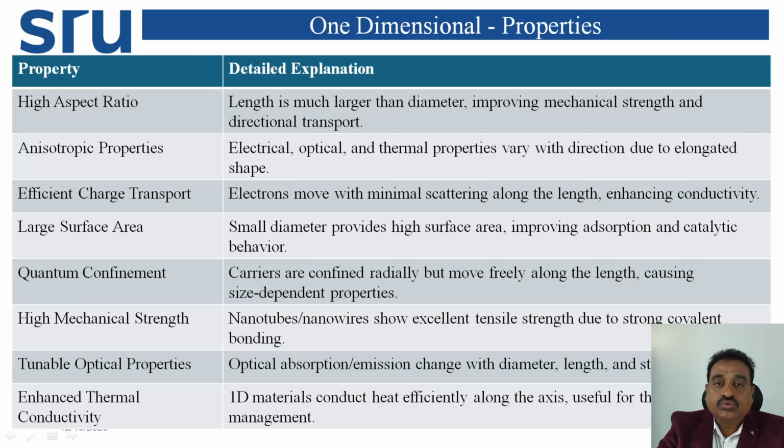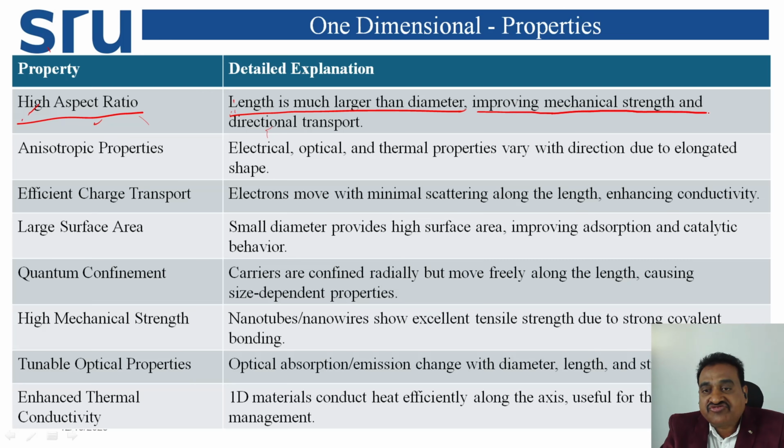So, coming to one-dimensional nanomaterials properties. You see here the property high aspect ratio. Length is much larger than diameter, improving mechanical strength and directional transport. The one-dimensional nanoparticles property, anisotropic properties.